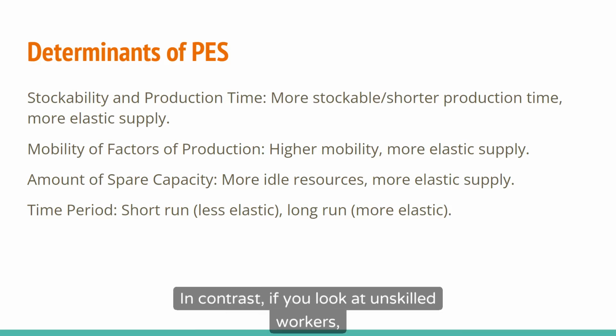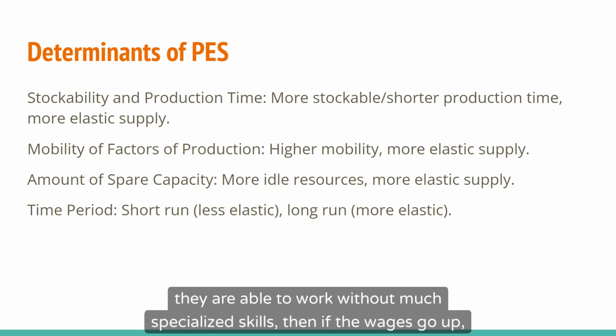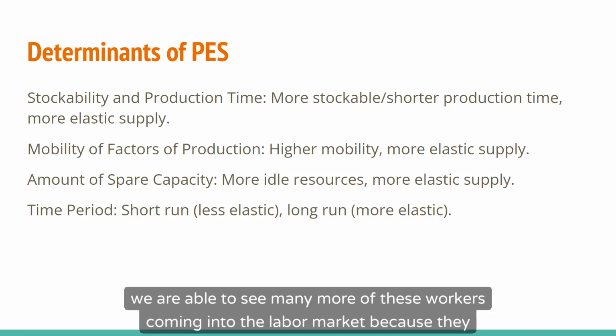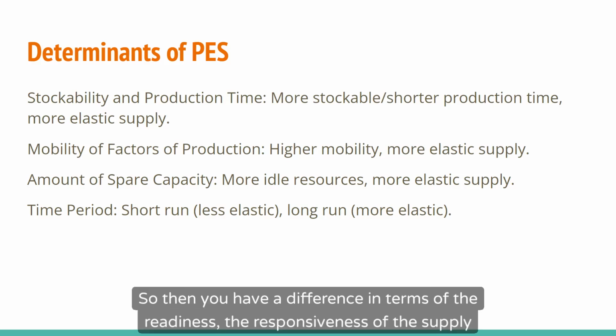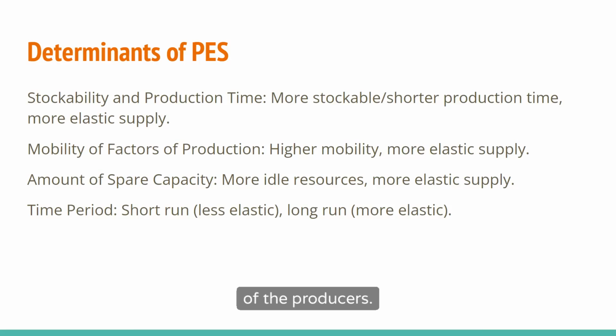In contrast, if you look at the unskilled workers, they are able to work without much specialized skills. Then if the wages go up, we are able to see many more of these workers coming into the labor market because they will be willing to earn the money, right? So then you have a difference in terms of the readiness, the responsiveness of the supply of the producers.